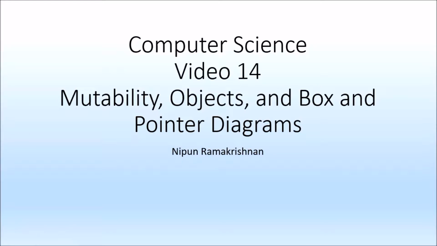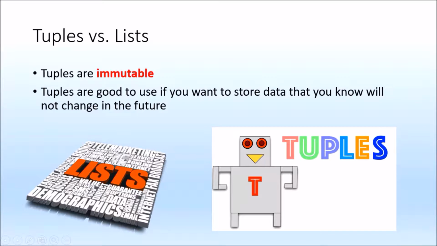Hi everyone, this is video 14 and today we'll be talking about mutability again, objects, and box and pointer diagrams. To get started, I did mention earlier that tuples and lists have some very subtle differences, and today I'm going to go a little into that. Tuples are known as immutable objects, and what that means is that once you create them, you can't change them, and they're good to use if you want to store data that you know will not change in the future.